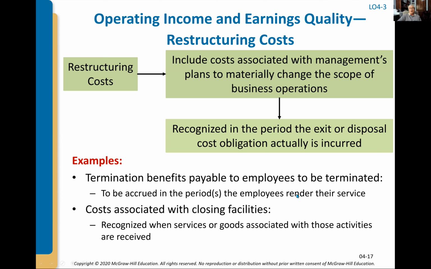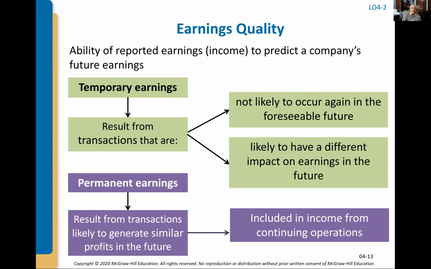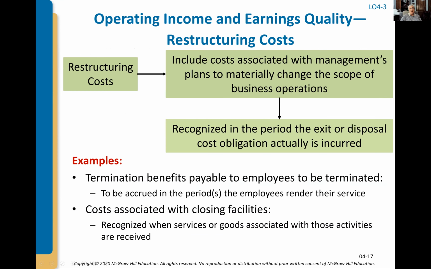Restructuring is usually about an exit activity. You're exiting some activity, whether it's a manufacturing location, a business, or a warehouse. You're closing it down. You're not going to do business there anymore. And all those costs were temporary, one-time costs. They weren't part of our permanent earnings stream. So we separated them out in restructuring.